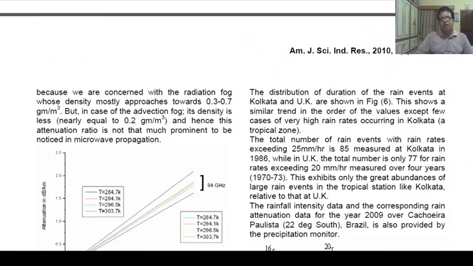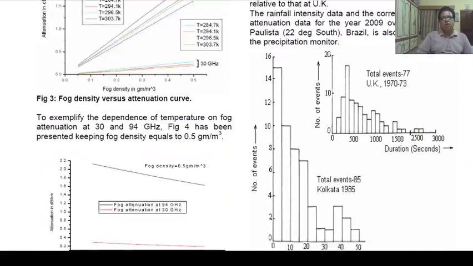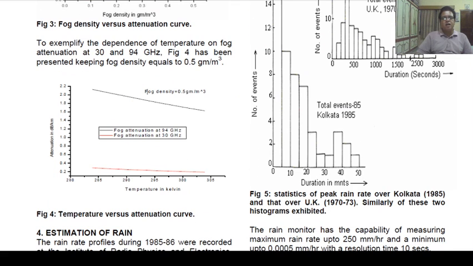Up to this point we understand how fog attenuation varies at different frequencies. Here we see that as frequency increases, the effect of attenuation increases. At lower frequency attenuation is low, and at higher frequency attenuation is high enough to be considered.